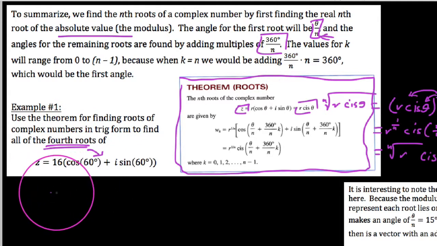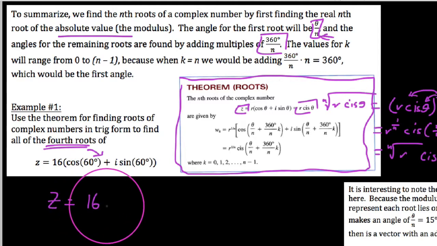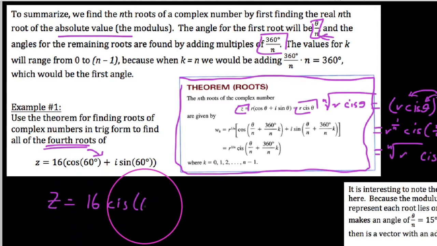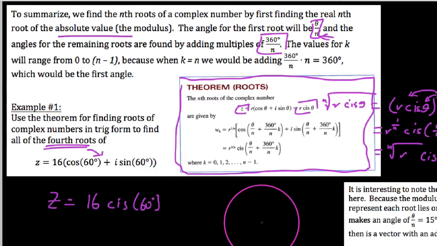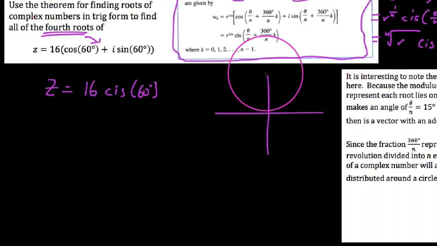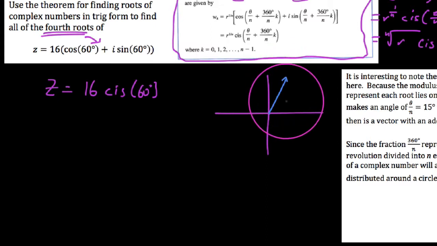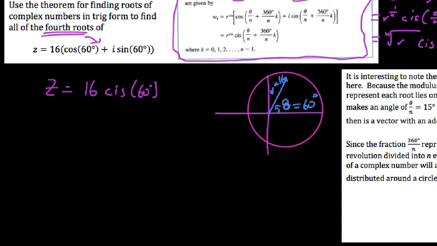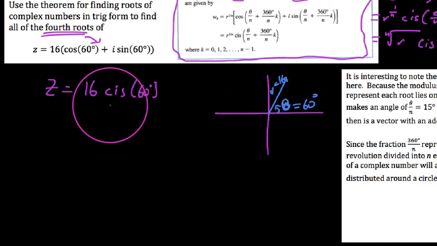So the first thing I notice is this number is already in trig form. We have 16 cos i sin 60 degrees. So one thing I want to do is visualize this. My original number is going in a 60-degree direction, and it's 16 units out from the origin here. So 16 is our r value here, and our argument is 60 degrees. That's a theta right there. Okay, so this is our number.